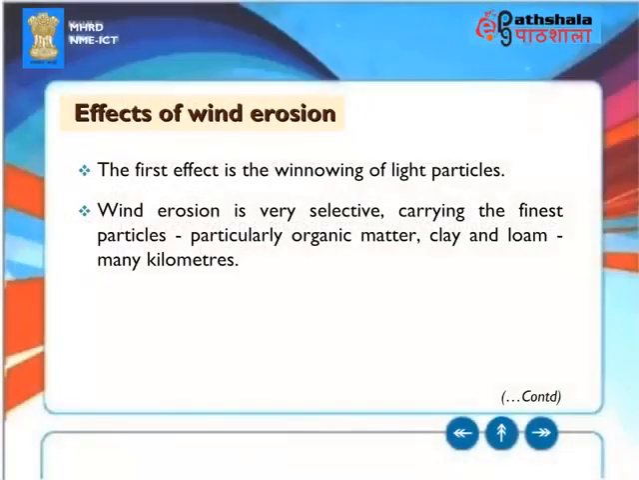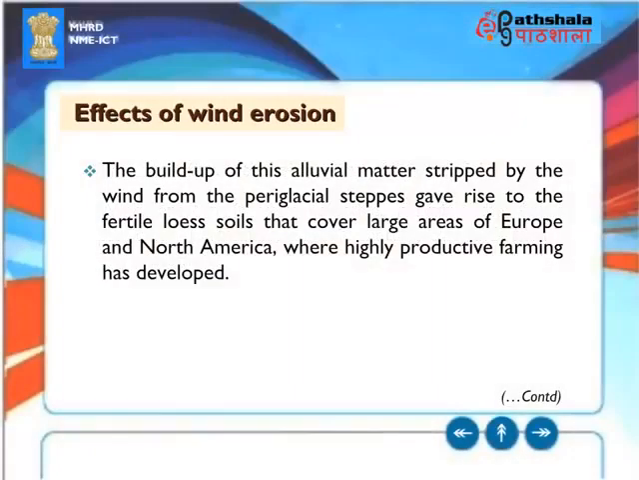Effects of wind erosion. The first effect is the winnowing of light particles. Wind erosion is very selective, carrying the finest particles, particularly organic matter, clay, and loam, many kilometers. The buildup of this alluvial matter, stripped by the wind from the periglacial steppes, gave rise to the fertile Loess soils that cover large areas of Europe and North America, where highly productive farming has developed.